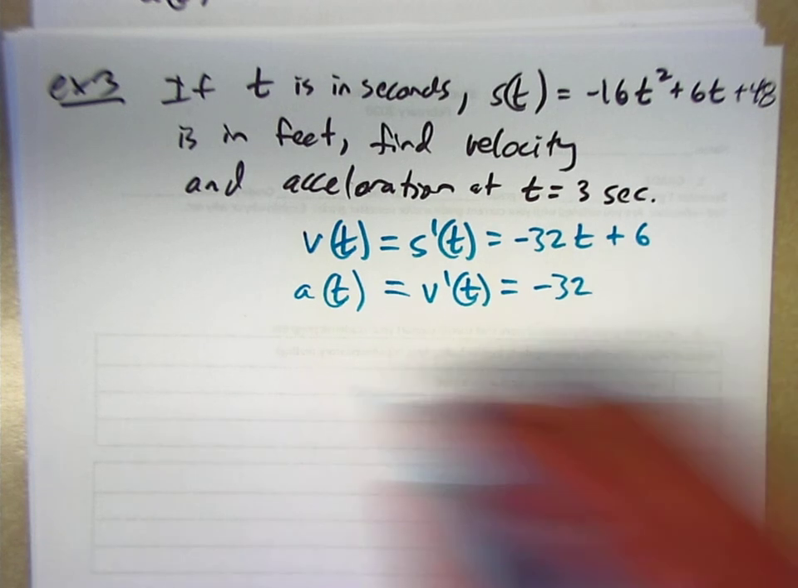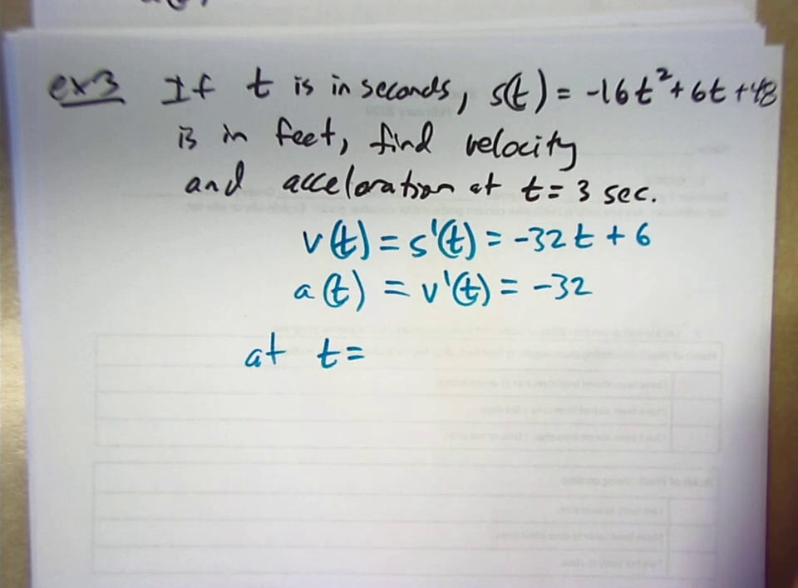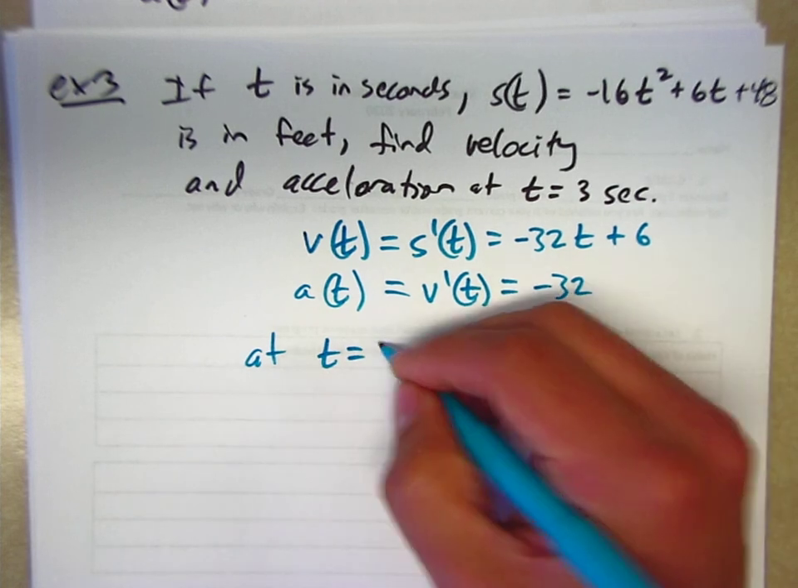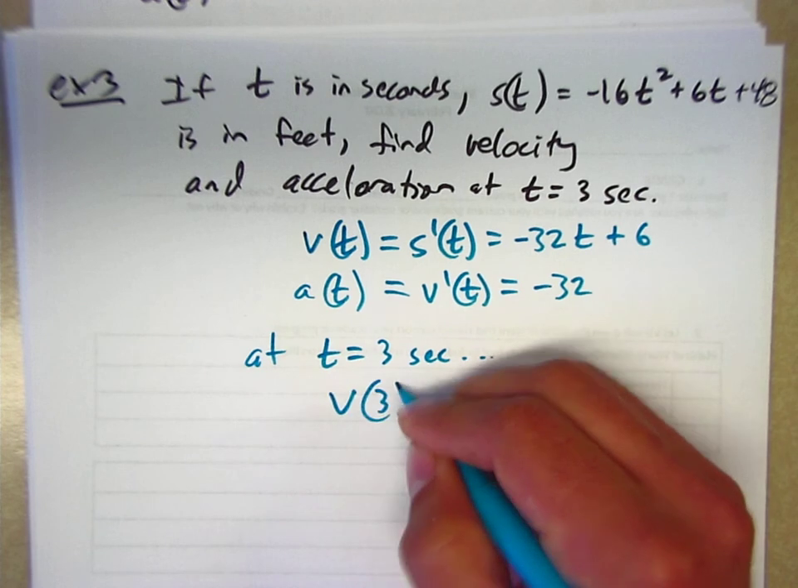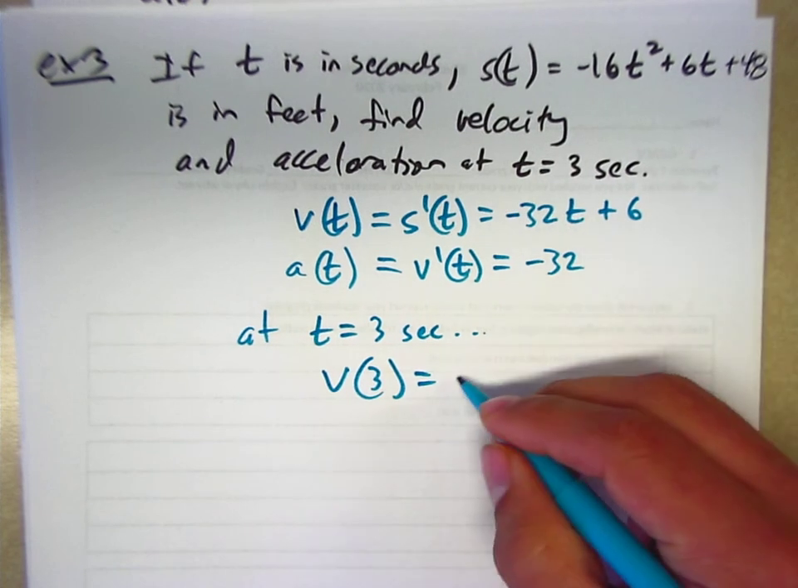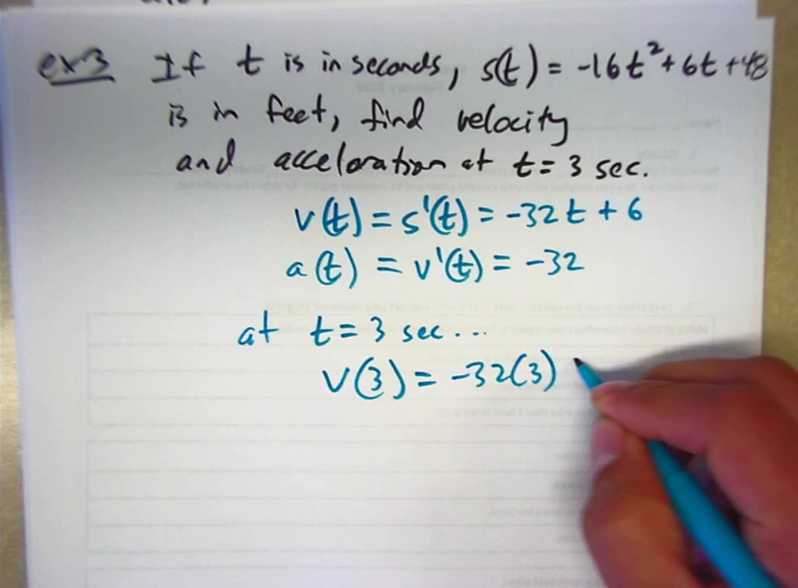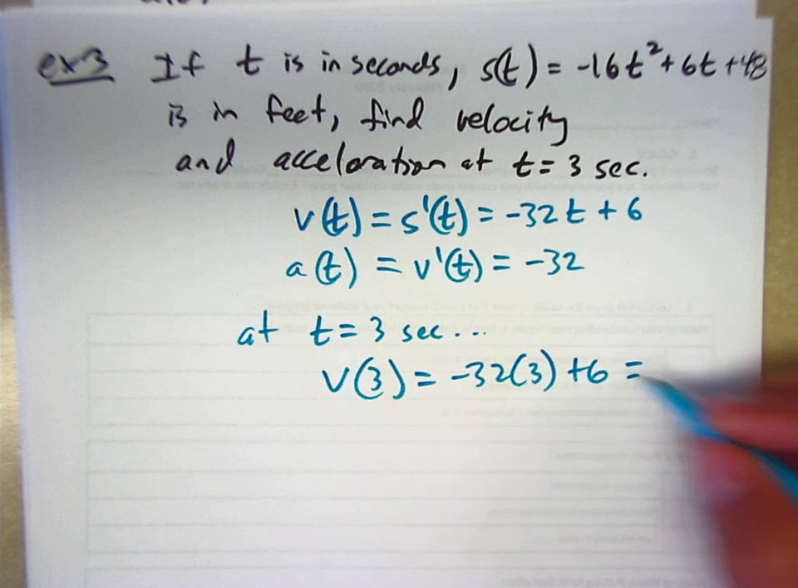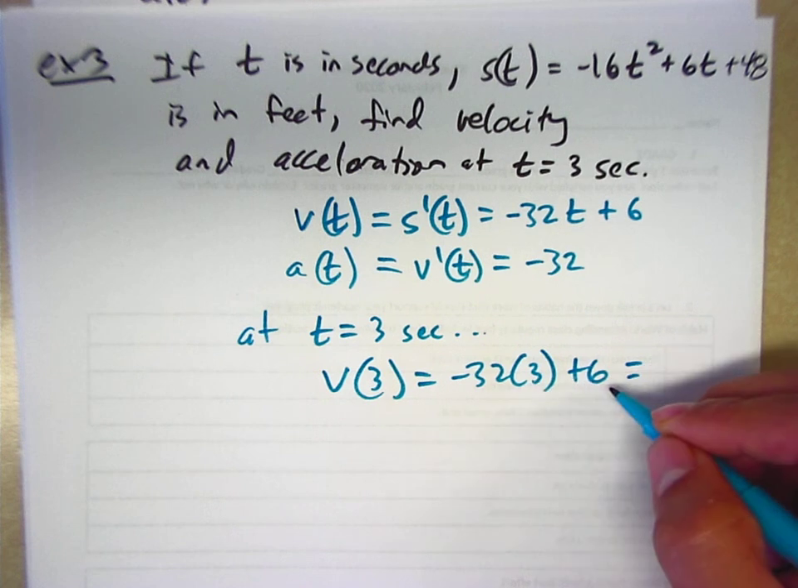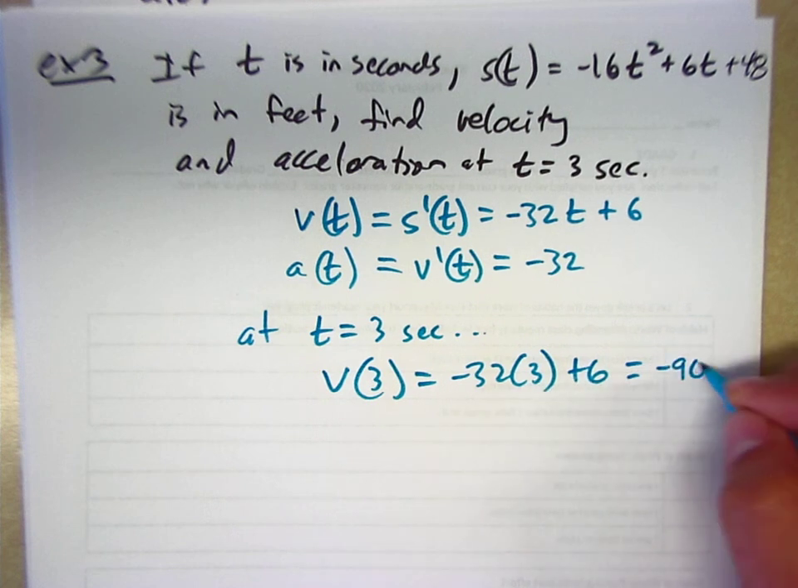So at t equals 3 seconds, the velocity, you just plug 3 in, so it'd be negative 32 times 3 plus 6. And so what is that? Negative 96 plus 6 is negative 90. So it'd be negative 90.